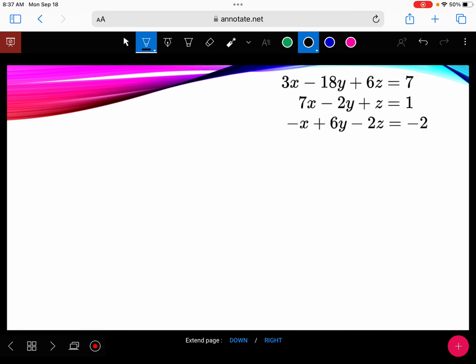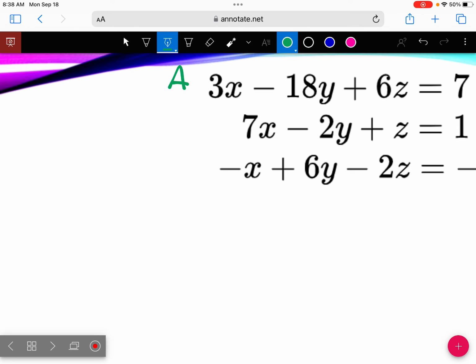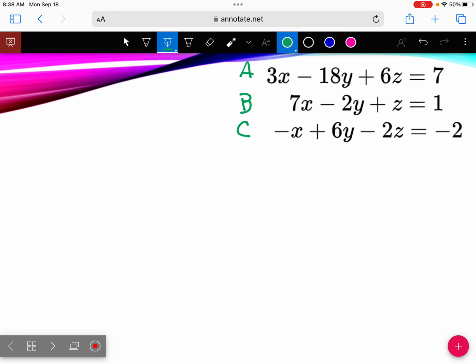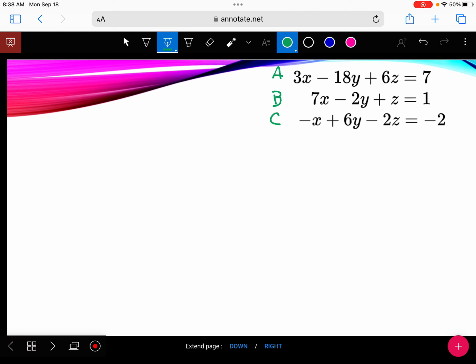All right. So again, I'm gonna name them in a very similar way so that we can talk about them without having to say the one with the 3x. So I just have a tendency to call them A, B, and C. What variable do you want to cancel out? Z's. Let's cancel out the Z's. So that means I'm gonna pair up A and B. What am I going to need to multiply B by in order to make my Z's cancel out? By negative 6.